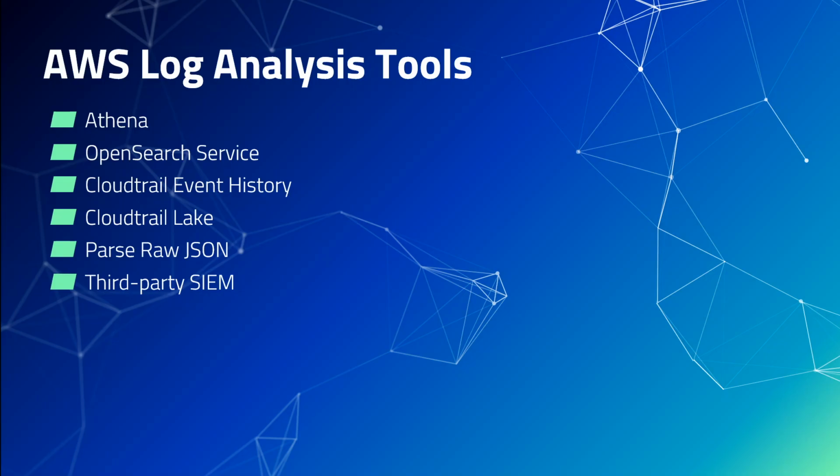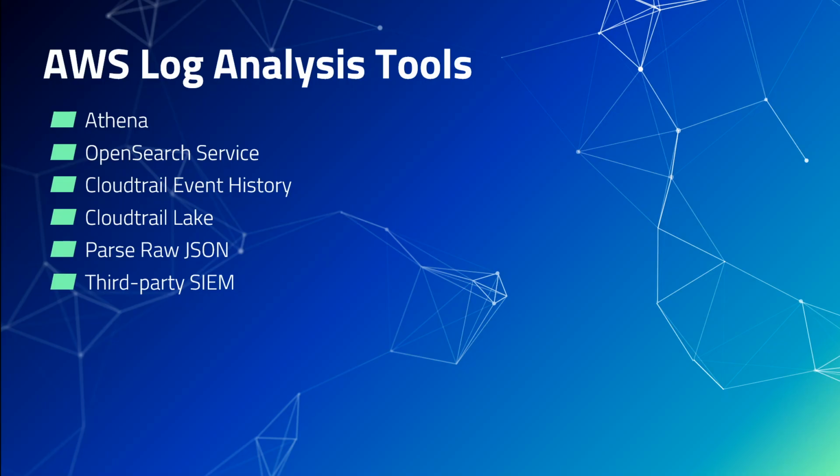With AWS Athena, we can directly query CloudTrail events stored in S3 by using familiar SQL commands, and we can run advanced SQL queries on it. Then we have something called OpenSearch. OpenSearch is a distributed search and log analytics suite, and it is open source, so it can not only ingest the logs from AWS but also from your third parties.